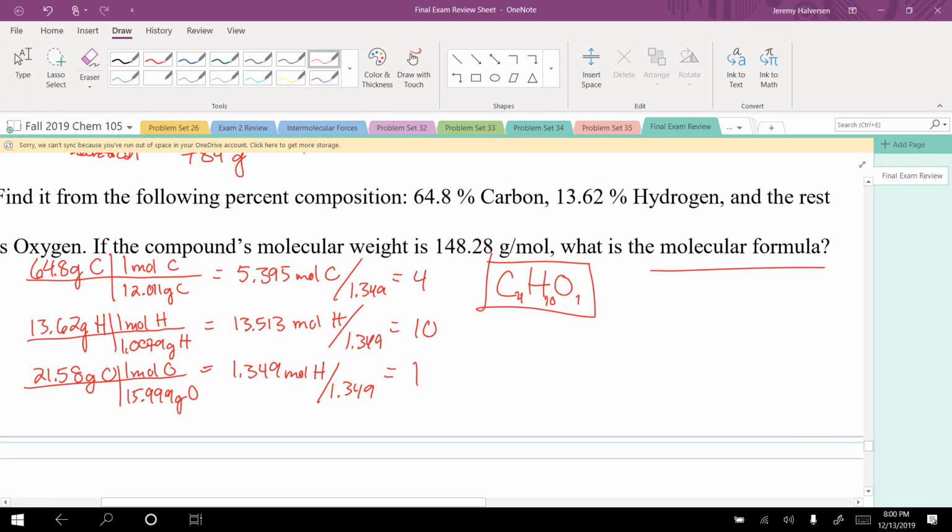Find the molar mass of this, which is 74. So is that the molecular formula? Nope. What do I have to do? I have to multiply it by 2, because to get this from this, I have to multiply by 2.